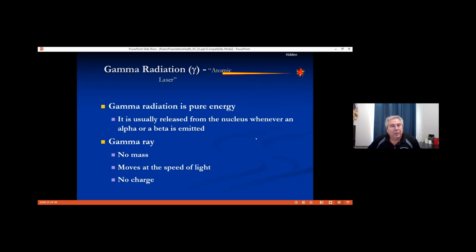We also will have, in certain cases, the release of gamma radiation, which is pure energy. And again, whenever an alpha particle or beta particle is emitted, we also have some gamma radiation. And that has no mass, moves at the speed of light, no charge. And that will even cross through concrete. So it penetrates very, very deep.